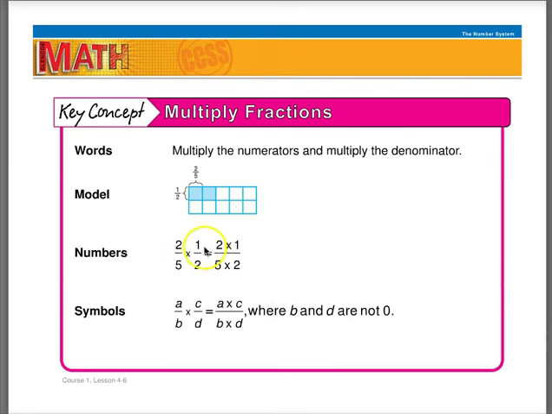If you look down here at the numbers, we have 2/5 times 1/2, and then it's 2 times 1 over 5 times 2. If we look at it as symbols using alphabet letters, we have A/B times C/D equals A times C over B times D.